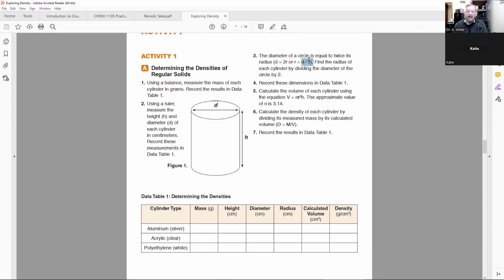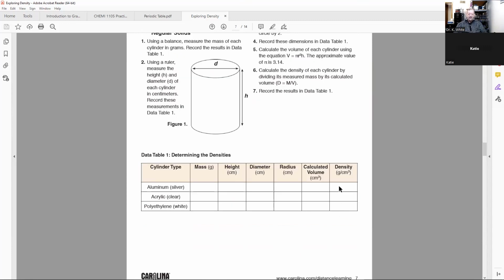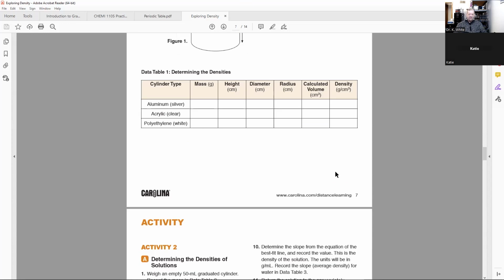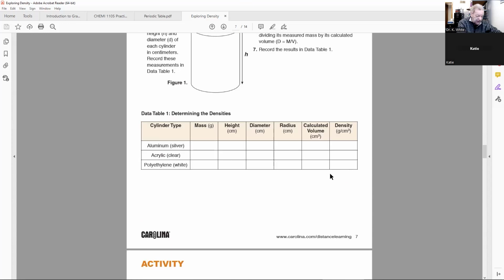The radius is 1/2 of the diameter. So to get radius, take the diameter divided by 2. The volume, you'll take pi 3.14 times r squared, and you can do that on your calculator or just r times r, then times the height. That will give you the volume. And the density is the mass divided by the calculated volume, and you'll get a density. And you'll put this in. Now, important thing about density.